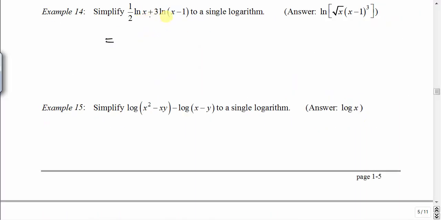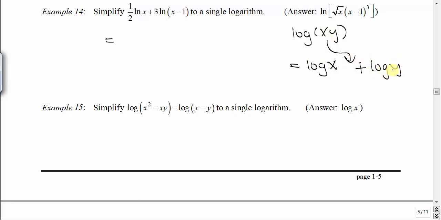Now we're going to do the opposite. We are given multiple logs. We want to combine them into a single logarithm. So let's revise the law again. Log xy, a single log, can change to a multiple log. So now what we are going to do is, given this result here, we are going to combine it into a single logarithm. Now when we do that, again the base must be the same. Then we can combine into a single logarithm.